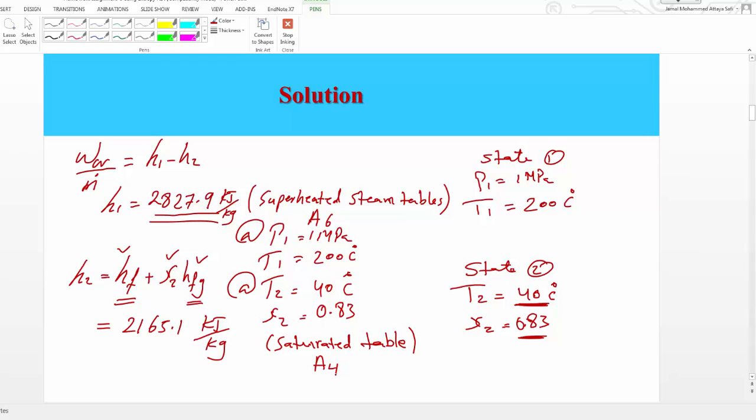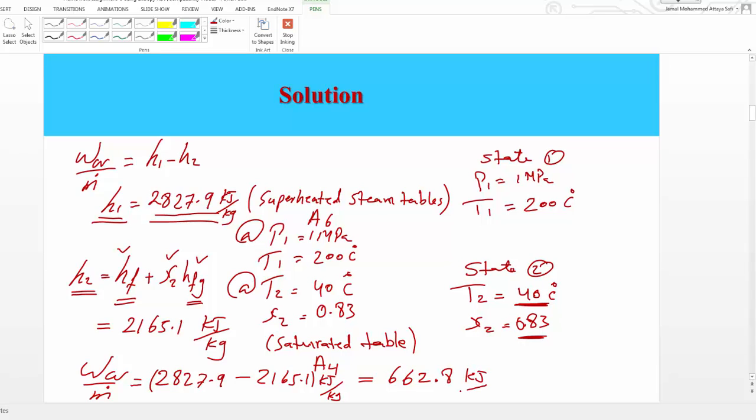Okay, now we have H2 and we have H1. It's just to substitute it here to calculate the power. If you substitute it, that's going to give you 2827.9 minus 2165.1, and remember this is kilojoule per kilogram, and that's going to give you 662.8 kilojoule per kilogram, and this is the power output of the turbine.